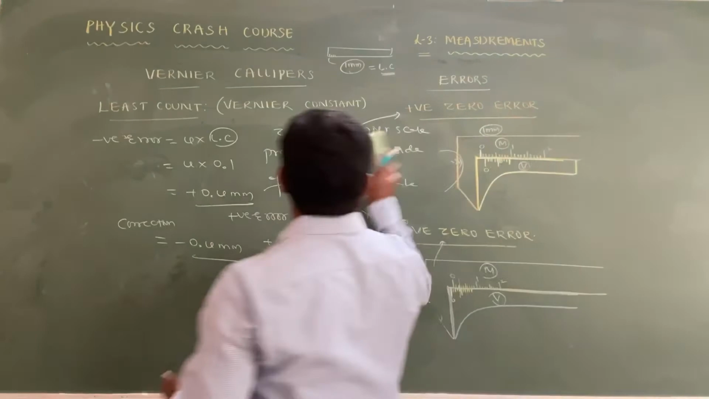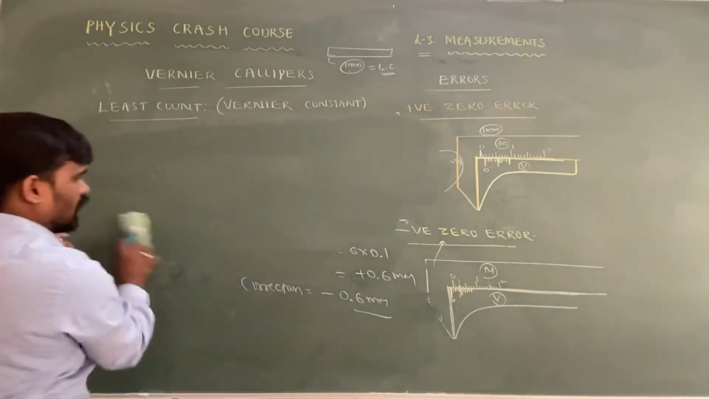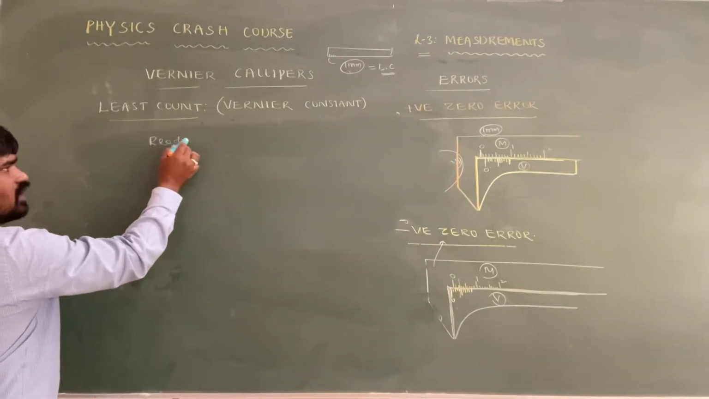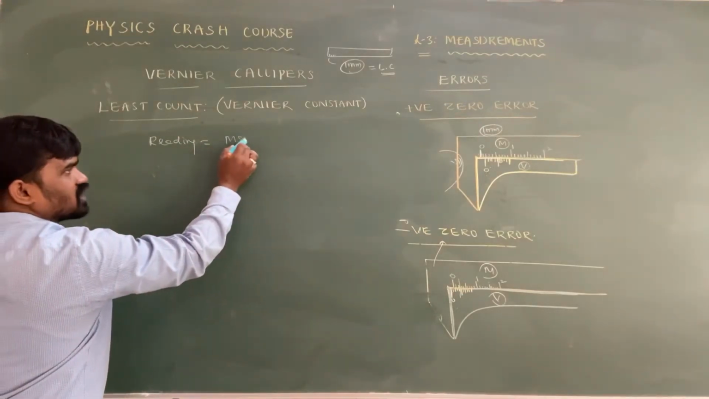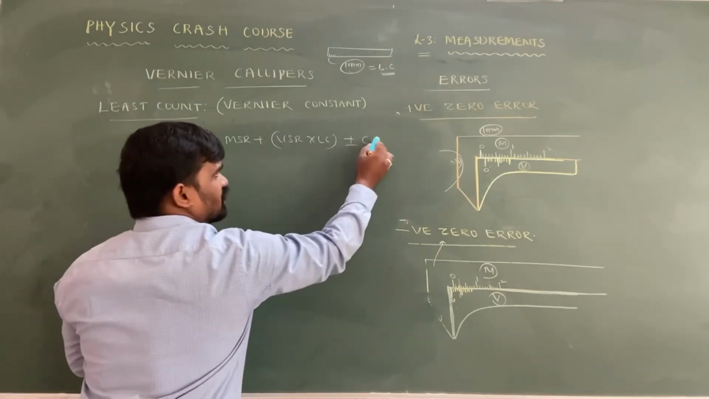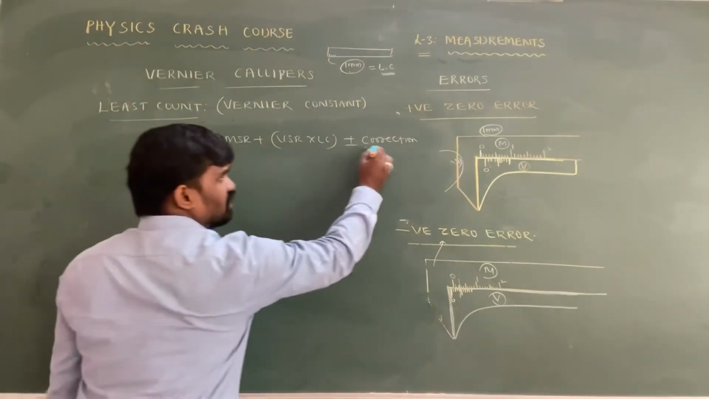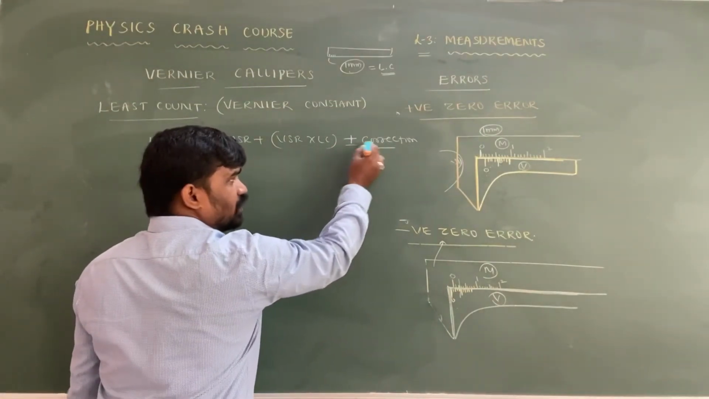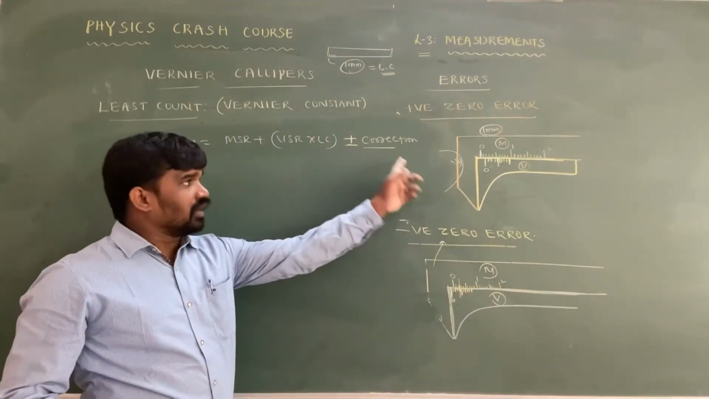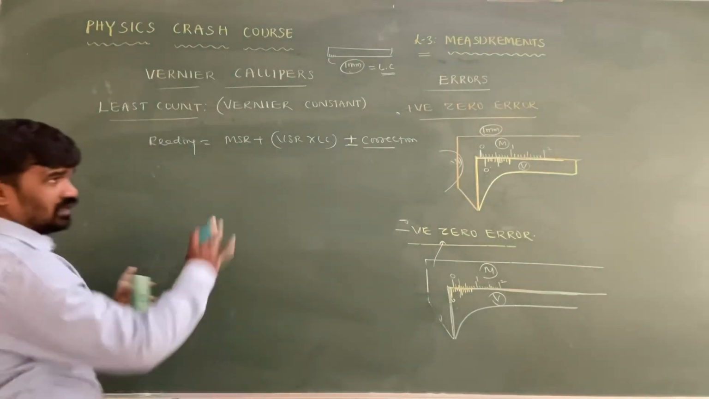After that, how to measure the diameter or the length of small objects with the help of vernier calipers. See, the reading given by the vernier calipers is equal to MSR plus VSR into LC plus or minus correction. Plus or minus correction means you have to take plus for negative error and minus for positive error. Because if positive error is there, we are supposed to take the correction negative. If negative error is there, then the correction is positive.